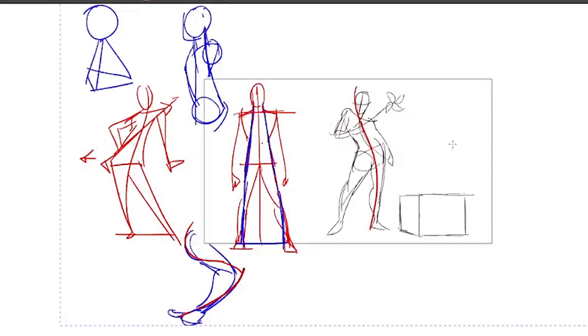So think about rhythm as this dancing sort of motion of this is pushing out and this is pushing out and this is pushing out. It really helps us create a flow to our drawings that makes them very captivating to look at.